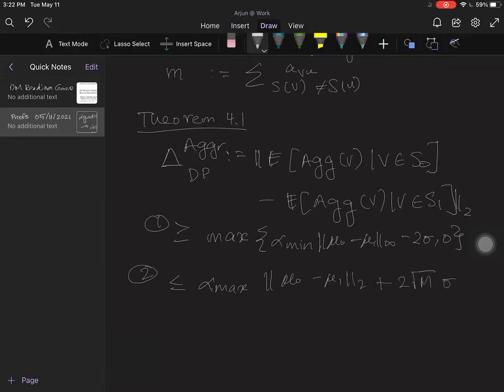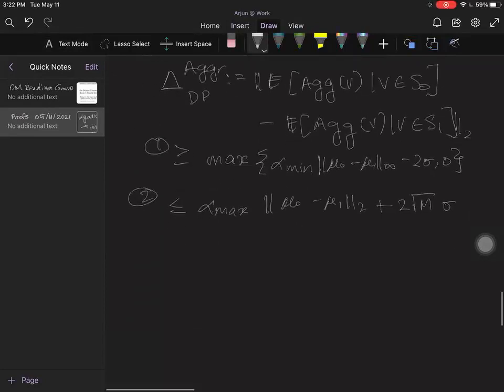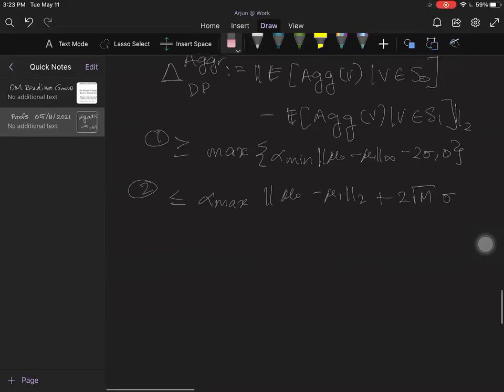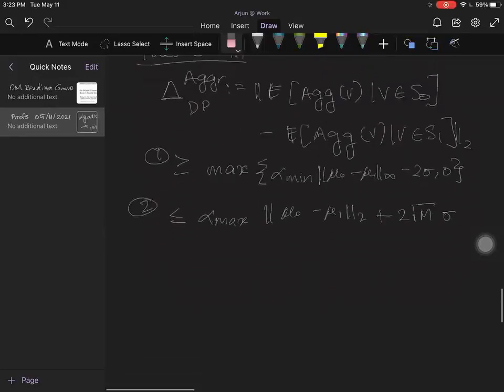Okay, so the actual values, maybe I won't define them just yet, because the first time I looked at this proof and I was going through all the calculations, I was so lost by all the notation and everything. So maybe I'll walk through the proof quickly, and what alpha max and alpha min are will be much more clear after that.